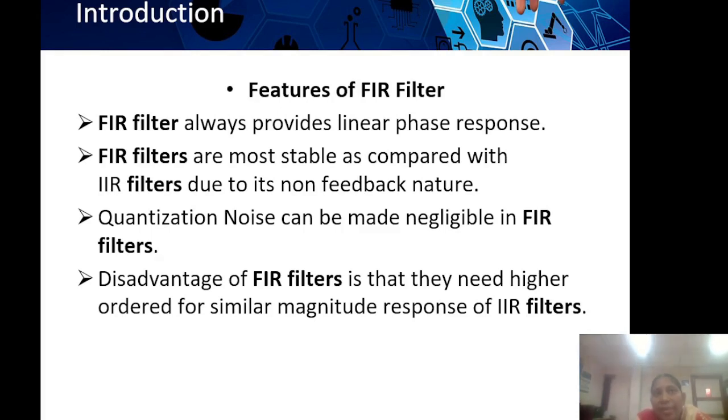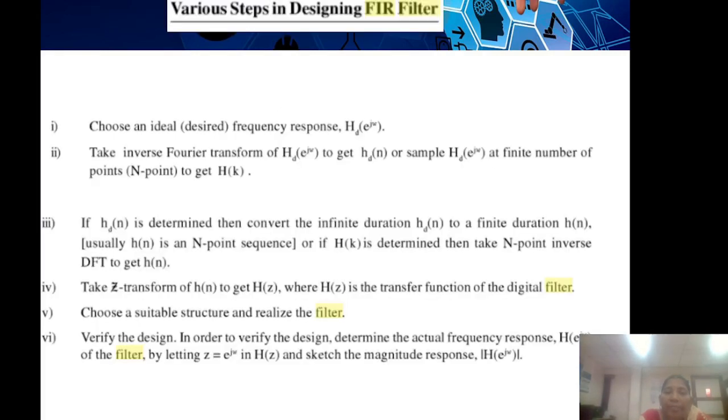If it is having any feedback, that means if there is an error in the output, that will be fed back again to the input side. So due to the non-feedback nature, FIR filter is always stable compared to the IIR filter. Then the quantization noise, that is, when you're converting the analog signal into a digital signal, there will be a chance for producing the quantization noise. So that may be negligible in the case of FIR filter. And one of the disadvantages of FIR filter is they need higher order for similar magnitude response of IIR filters.